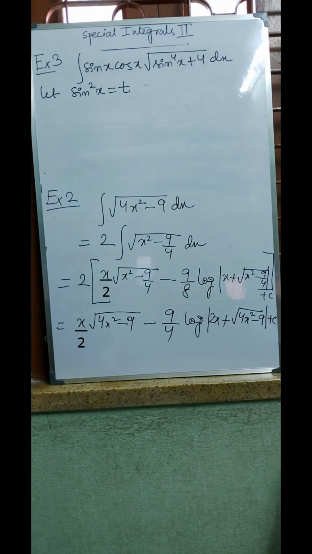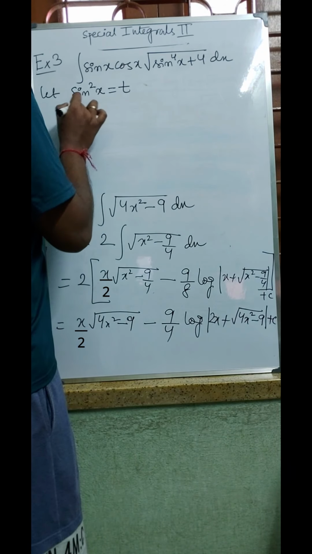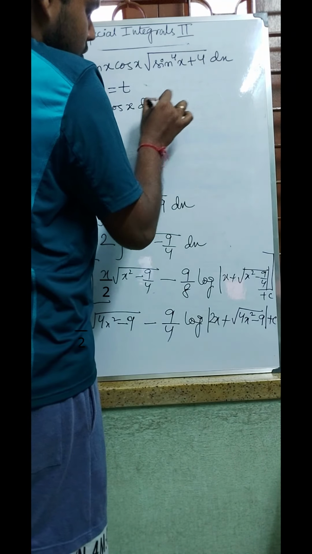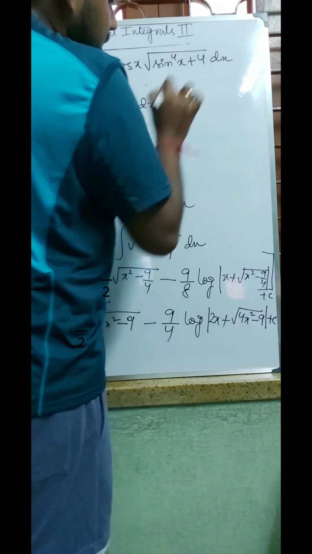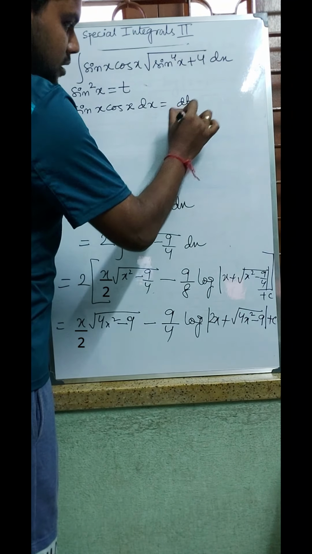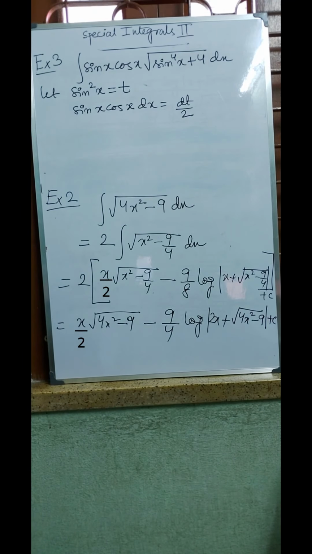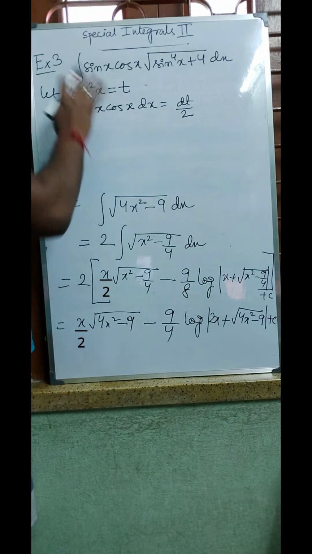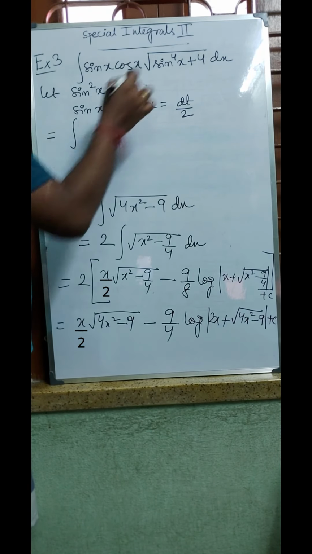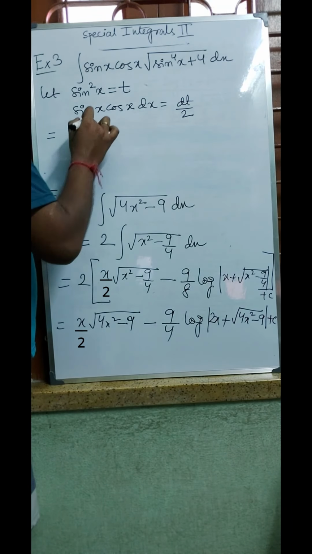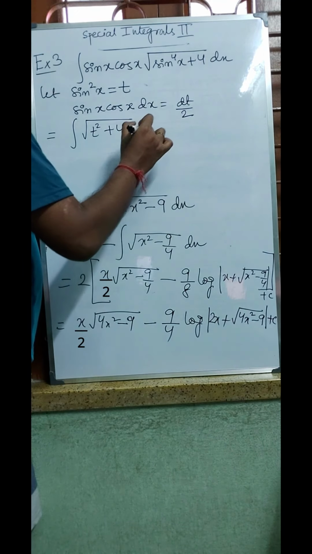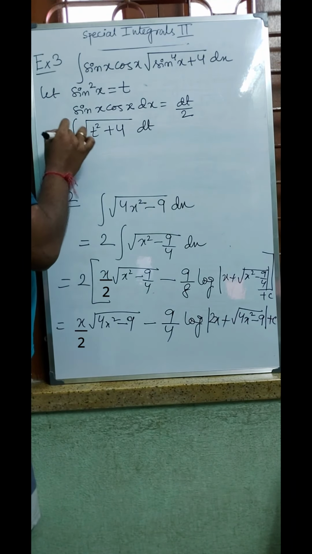Now if I am taking sine square x as t, then definitely 2 sine x cos x dx becomes dt, or if I take this 2 on the other side, this becomes dt by 2. So therefore I can just reframe the whole integration as integration of root of sine square x whole square, so this will become t square plus 4, into dt by 2, so half will be outside.